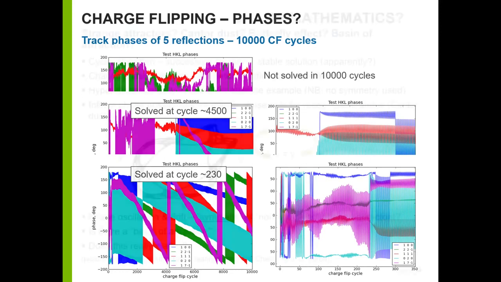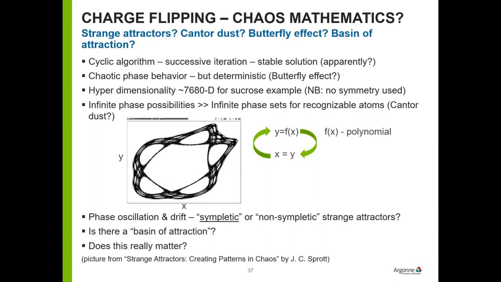So what is this? Well, it turns out it's chaos mathematics. If you read about chaos mathematics, you'll find these things called strange attractors, something called Cantor dust, butterfly effect, all that sort of stuff. What's the basin of attraction and so forth? And it's all built on a case where you've got a cyclic algorithm in which you change something in one of the steps and then look at the result and change it the same way over and over again. And that is charge flipping.